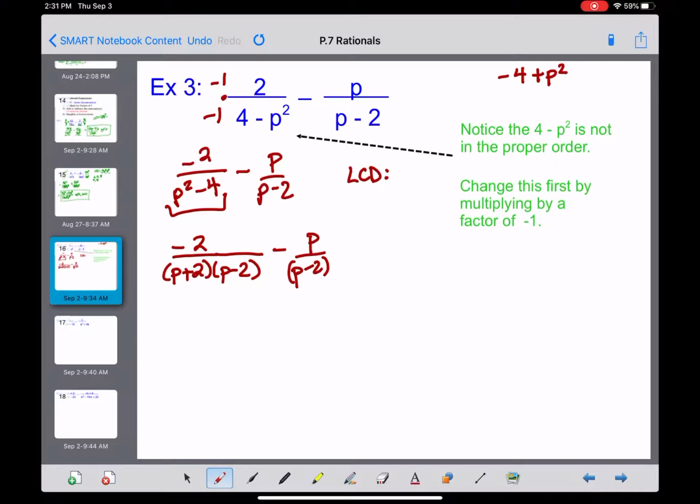So for my LCD, if I look at the first fraction, I'm going to have a p plus 2 and a p minus 2. The second fraction has a p minus 2. That's already represented, so I don't need another one. Okay, it's already in the least common denominator. Now we want to multiply by what's missing. Well, in my first fraction, that is my denominator. Nothing's missing, so nothing needs to be multiplied. In the second fraction, it's missing the p plus 2. So I need to multiply by p plus 2 on the top and the bottom.